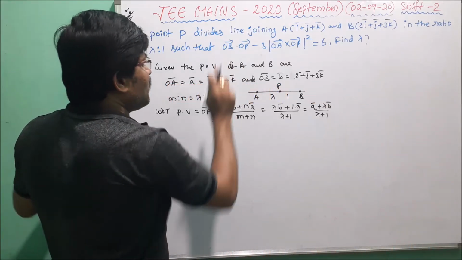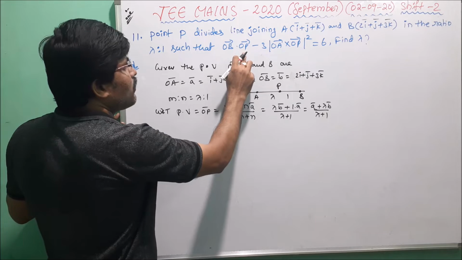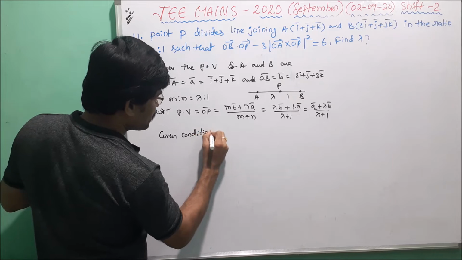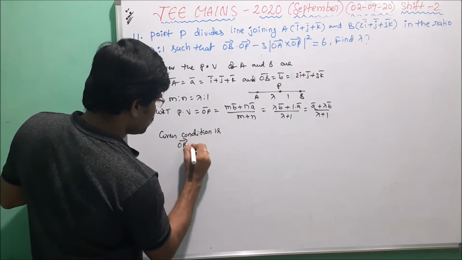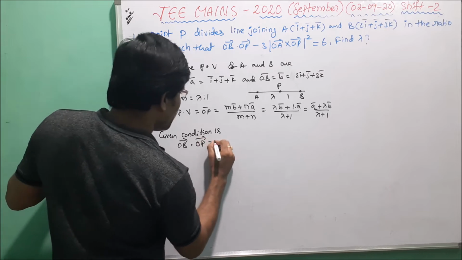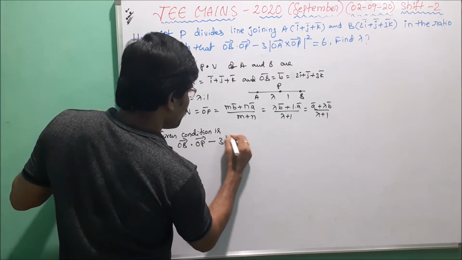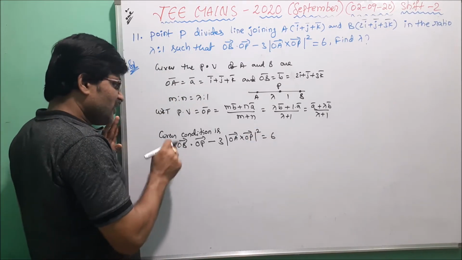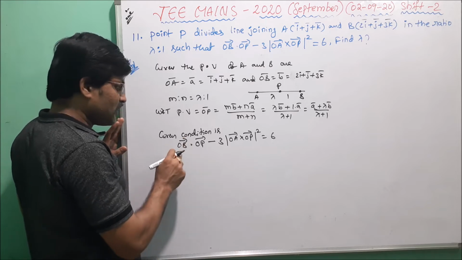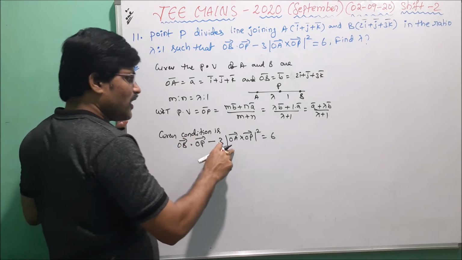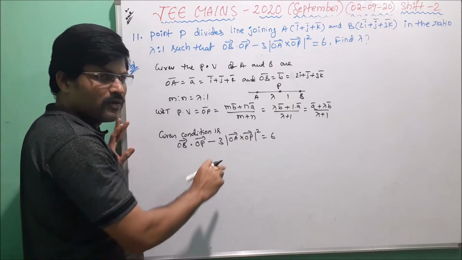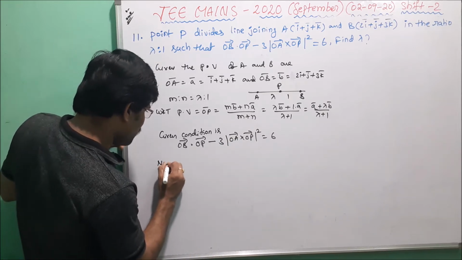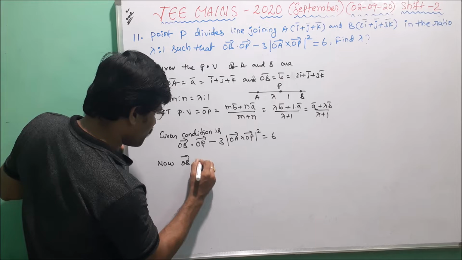And given one condition. The given condition is OB bar dot OP bar minus 3 into mod OA bar cross OP bar whole square equals 6. In this condition, first we find the first term OB bar dot OP bar, and then we find mod OA bar cross OP bar square.